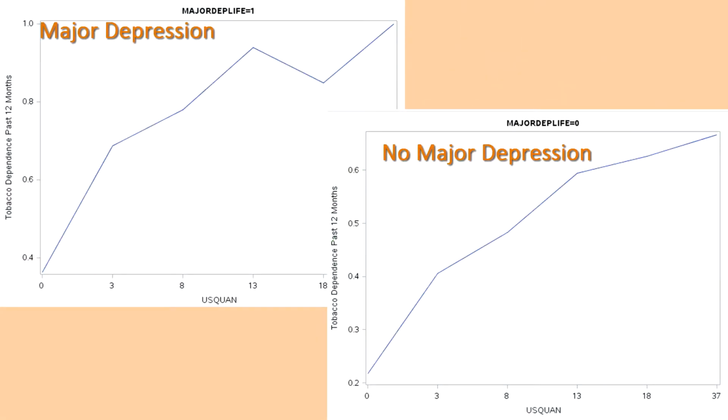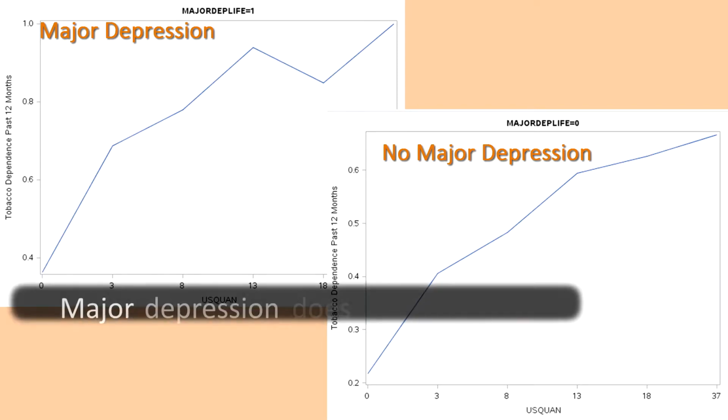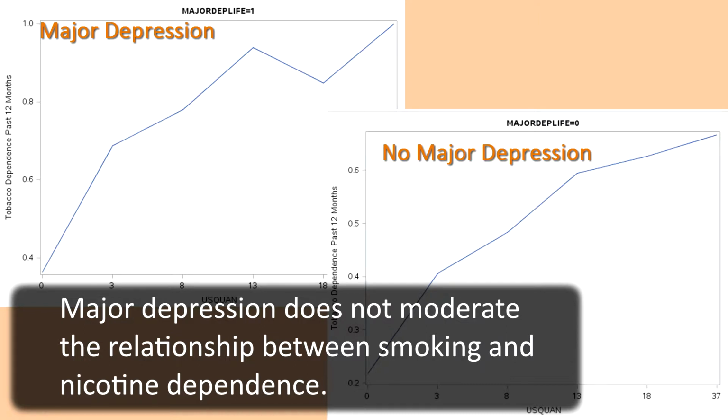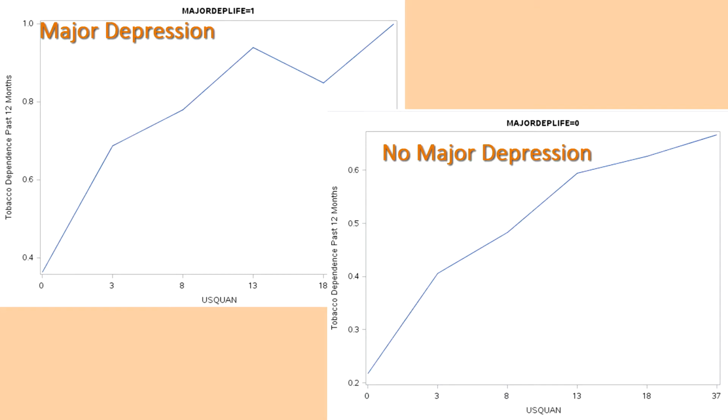Using a line graph to examine the rates of nicotine dependence by different levels of smoking, it seems that both the direction and size of the relationship is similar between smoking and nicotine dependence for those with major depression and for those without, although those with major depression show higher rates of nicotine dependence at every level of smoking quantity. In this case, we would say a diagnosis of major depression does not moderate the relationship between smoking and nicotine dependence. For both young adult smokers with major depression and those without, higher levels of smoking behavior is associated with higher rates of nicotine dependence.